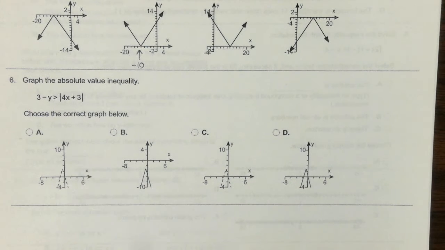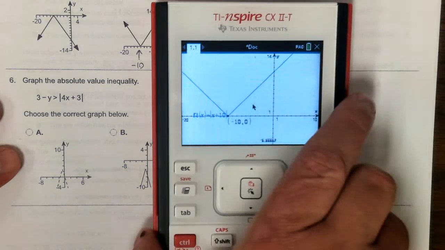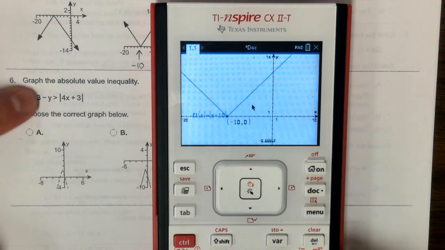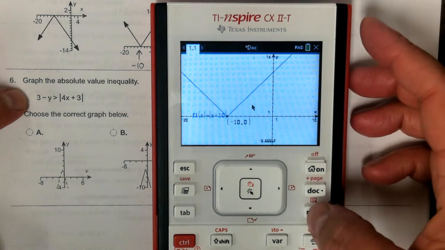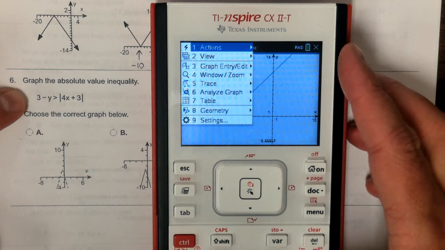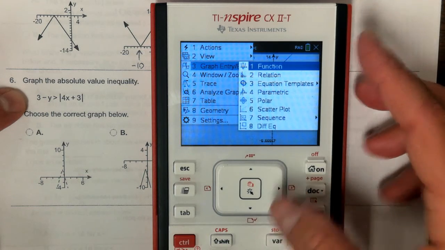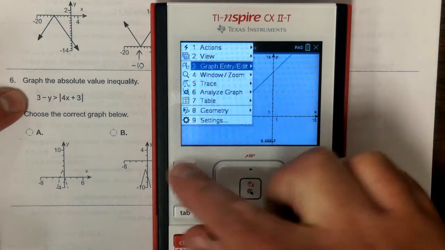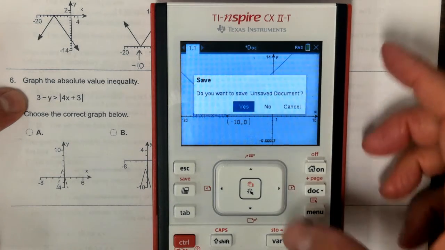All right, the next one says graph the absolute value inequality. And so on this one, we could go through all the steps, but if you want to use the calculator for this, well, first I want to clear out what's there. So I'm going to go to New Document.